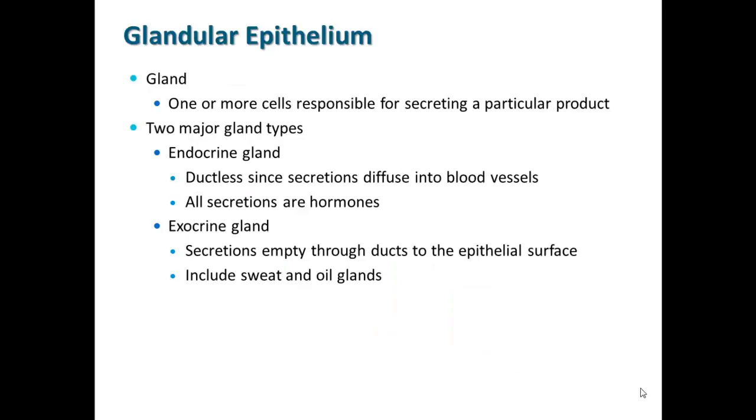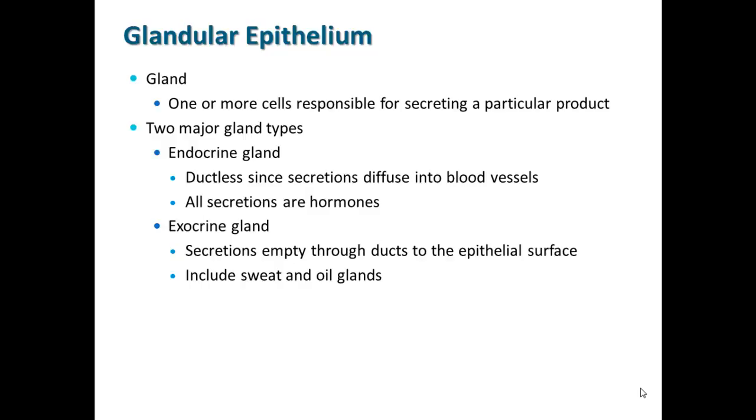Okay, and finally, glandular epithelium. A gland is one or more cells responsible for secreting a particular product. Okay, and there are two major types of glands. Endocrine glands. Endocrine glands have no duct. They secrete hormones, which are chemical messengers, into the bloodstream. And we'll be looking at the endocrine system during this course.